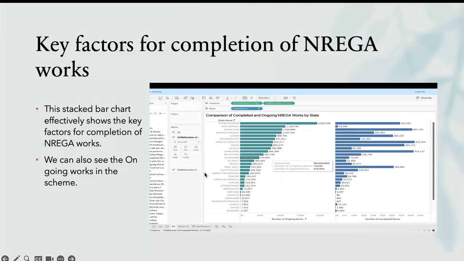And next, coming to the key factors for completion of NREGA works. The main key factors that we need to see for the completion of NREGA works are the number of ongoing works and the number of completed works. Here this green bar shows the number of ongoing works that are currently being done, and this blue bar shows the number of completed tasks. Here I have clicked Telangana. You can see the number of completed works is 73,635, and the number of ongoing works is 470,604. So we can say here ongoing works are more than completed works.